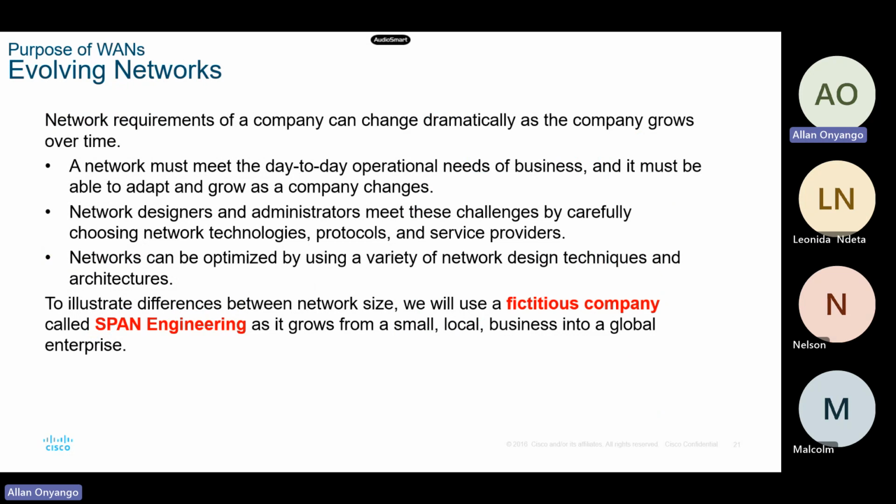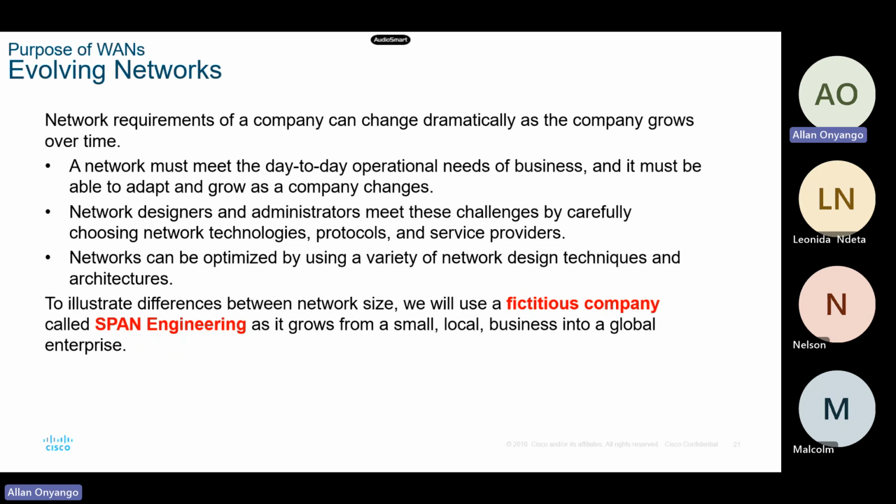Now, the next thing I need to talk about is evolving networks. Every network starts very small, but then growth is imminent. They get to grow after some time. Now you realize that a network must always meet the daily operational needs within it, and it must keep on adapting and growing according to the changes you experience within that particular company or organization. And so network designers or even administrators like you guys normally meet these challenges carefully, and you need to make sure that all your protocols, all your devices, and your ISP are well informed, and planning in advance needs to be done.